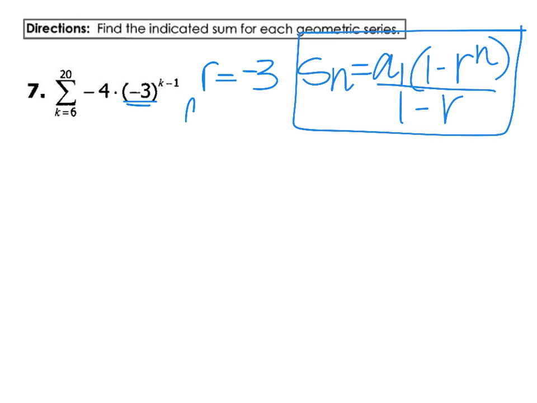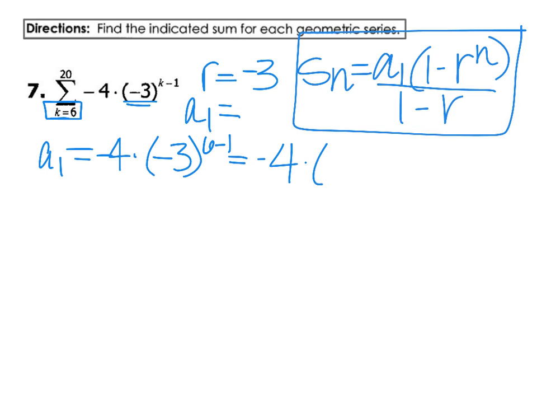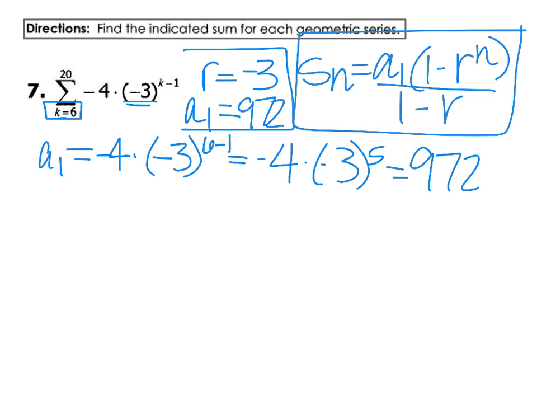Now, we find our first term when k equals 6. So in order to find our first term, we need to say when k equals 6, so -4 times -3 to the 6 minus 1 power. When we plug that into our calculator, -4 times -3 to the 5th power, we get 972. So 972 is our first term. So we've got our first term and our common ratio. Now, to find our n, we just do 20 minus 6, add 1. What's on top of the sigma minus what's on the bottom? 20 minus 6 gives you 14, plus 1 gives you 15. So n equals 15.